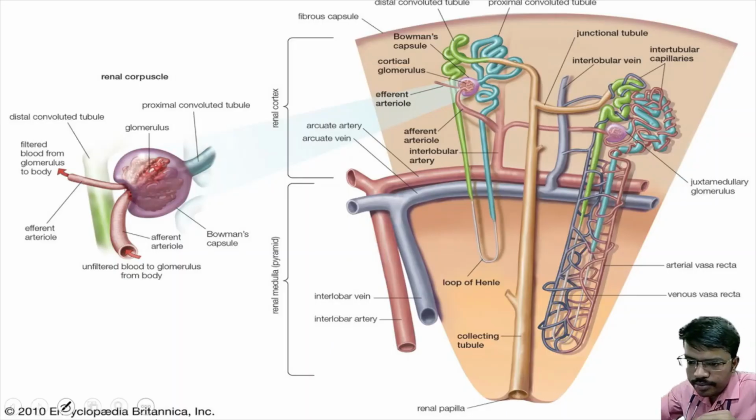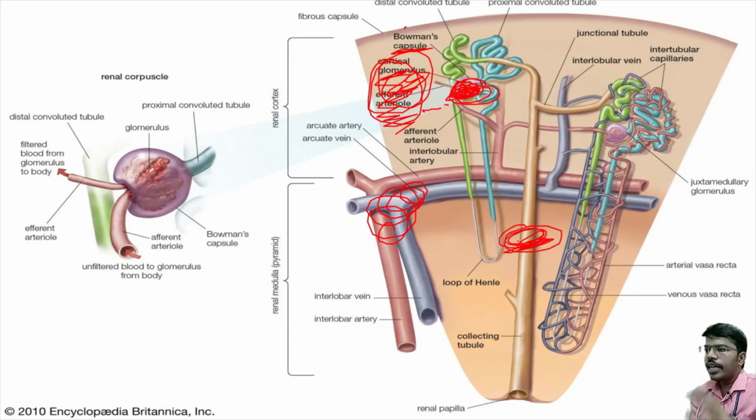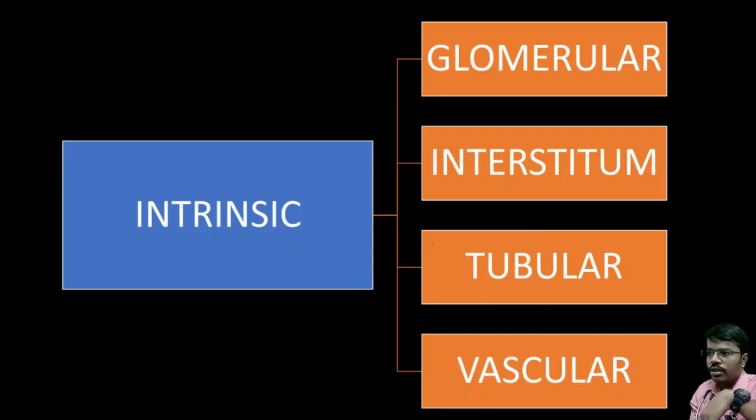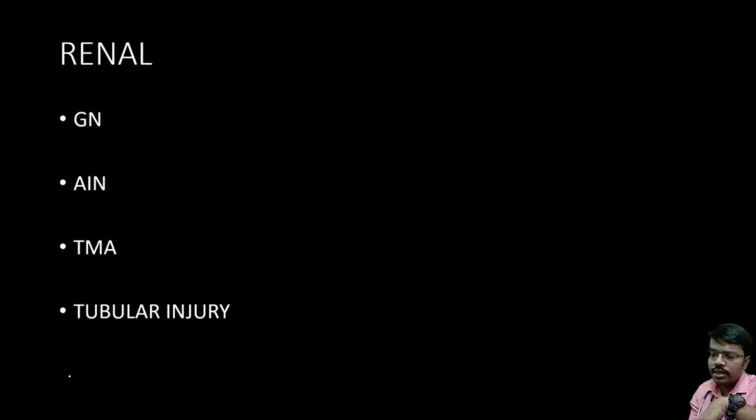Coming to the renal, intrinsic renal insult. If we take the kidney component as I have shown here in the cut section of the kidney, here you are seeing the glomeruli. The glomeruli can get affected. Here is the interstitium. The interstitium can get affected. The blood vessels can get affected. The tubules can get affected. The four components of the kidney can get affected, which might result in acute kidney injury. That is the glomeruli, interstitium, tubular or the vascular component. Any pathology in any of these components might lead to this kind of AKI.